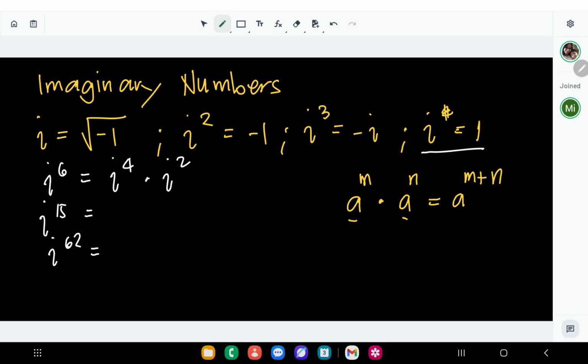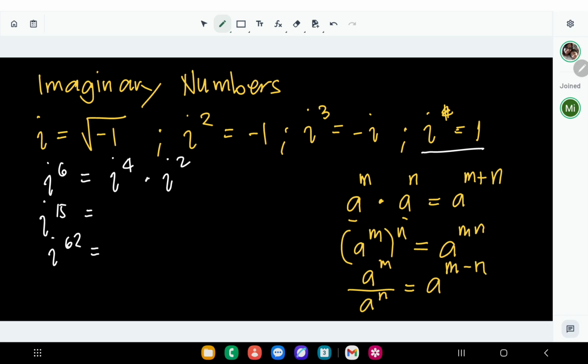And then if you have a term, let's say a to the m raised to the power of n, which is the power to power rule, this is just a to the m times n. All right, and if you divide terms with the same base, like a to the m over a to the n, just copy the base a, then you subtract the exponents, m minus n. So you should remember those, so we can apply those here.